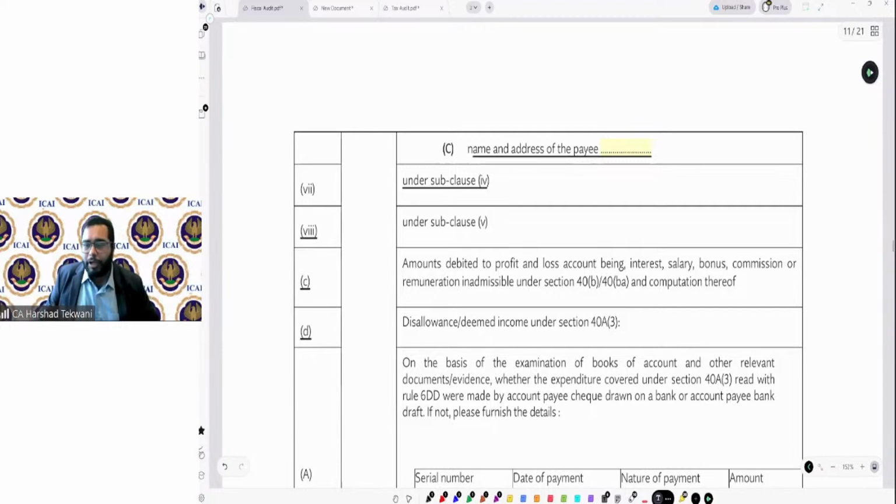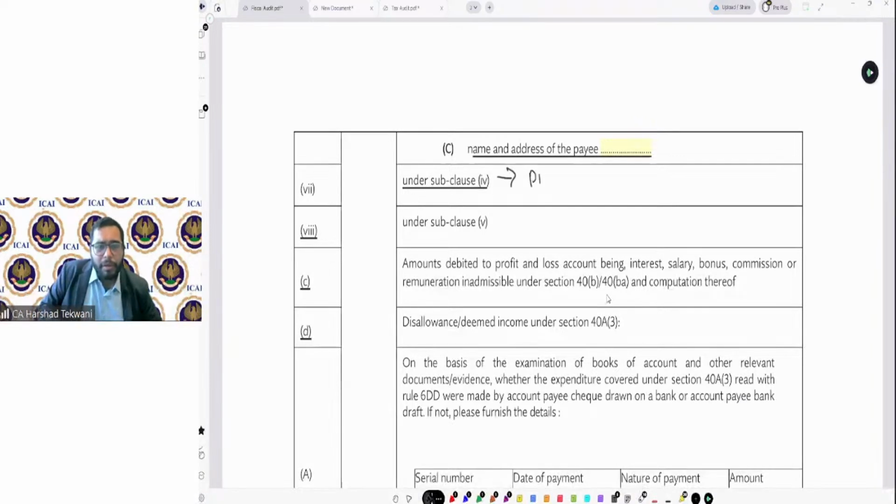Subclause 4 of 40A. What it talks about is any payment to a provident fund or other fund established for the benefit of the employees of the assessee, unless the assessee has made effective arrangement to secure that tax shall be deducted at source from any payments made from the fund which are chargeable under the head of salaries. So payment to a provident fund or other fund set up for the benefit of employees. So there is an exception, subject to exception.